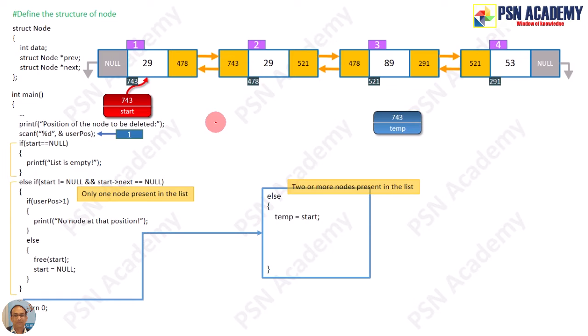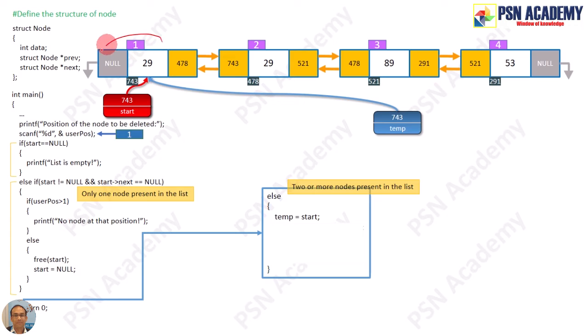Now here is another situation where the user pos is 1. That means the user wants to delete the first node in the list. But in this case, the list is having 4 nodes in place of 1 node, as it was in the previous case. So you can see that the start pointer here is pointing to the first node at 743, and there is a temp pointer which is ready to point to the first node at 743 because we have written this line temp equal to start.